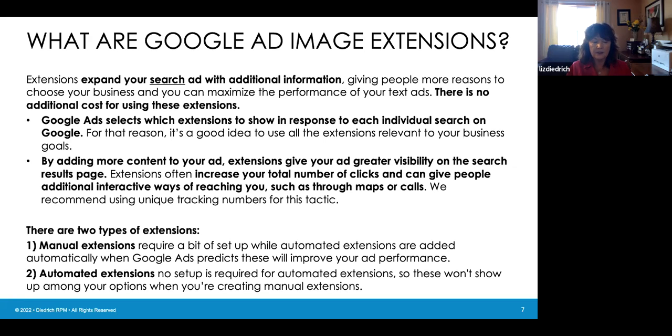Again, there are two types of extension. Manual, as it infers, means that you're building the extensions. There's some more setup versus when you're relying on Google to provide the automated extension. They are conducted again via Google versus the manual extensions.